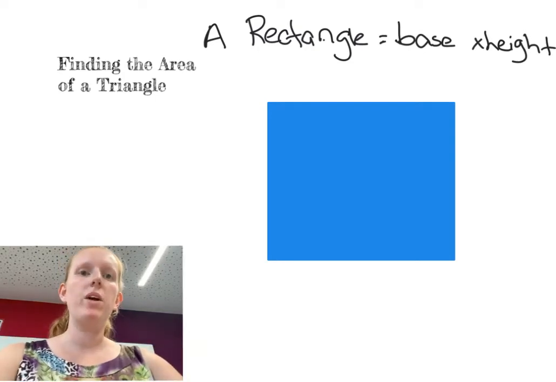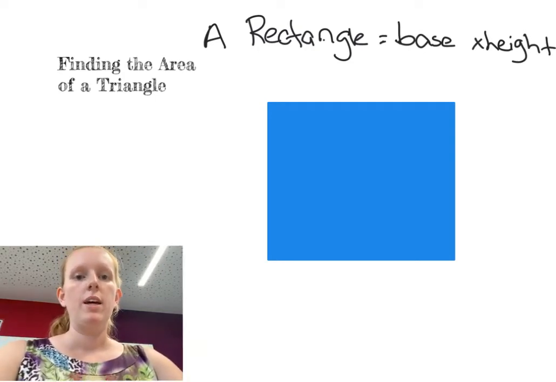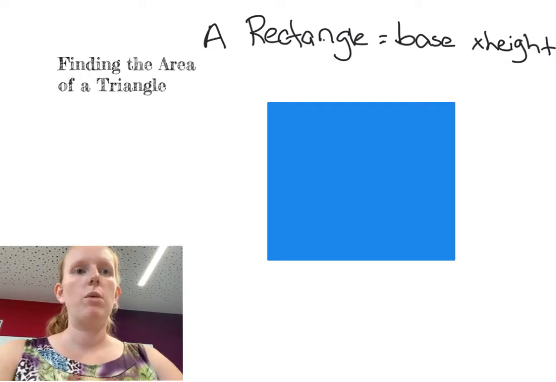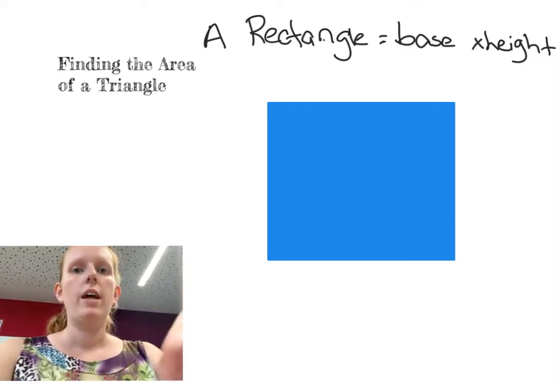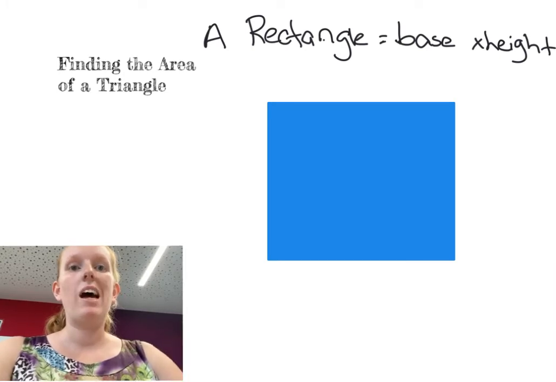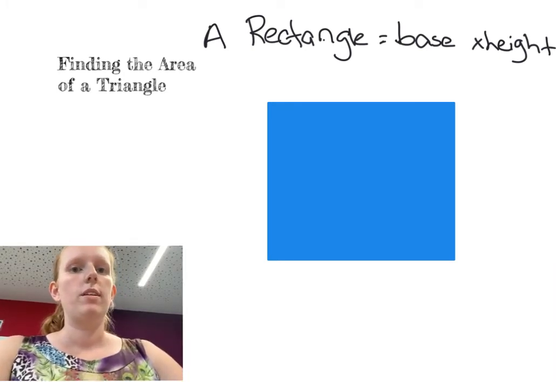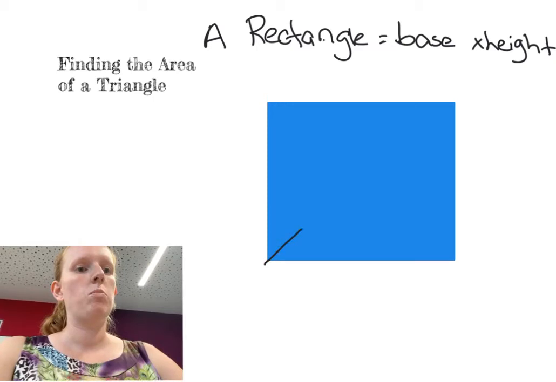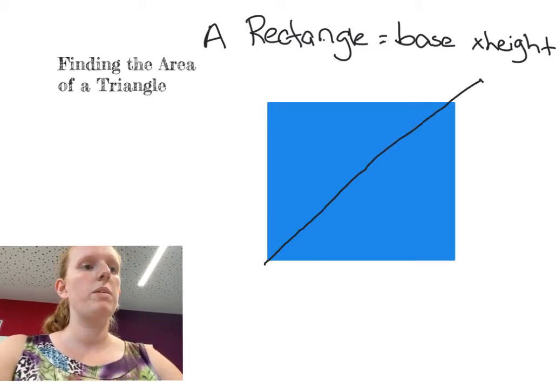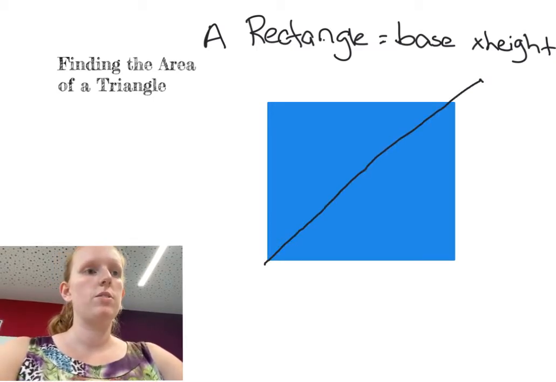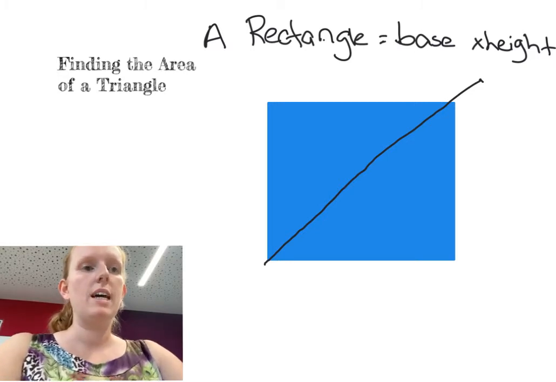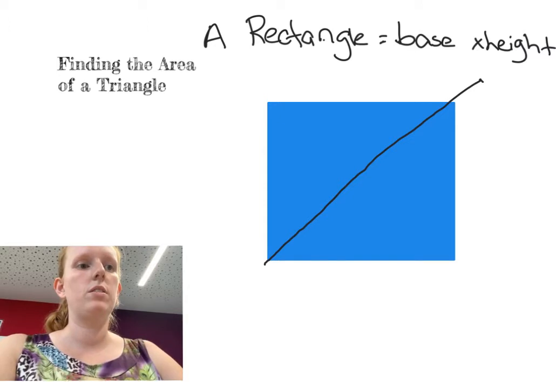All right, now let's talk about how we go about finding the area of a triangle. Now, last video we looked at how we go about finding the area of a rectangle, which is base times height. So here we've got a rectangle. But what about a triangle? What's different? How do we get a triangle out of a rectangle? So, if I draw a line from one corner to the other, straight through my rectangle, I get two triangles. So it's fair to say that one triangle is half of a rectangle.